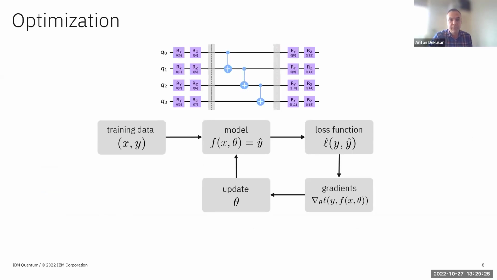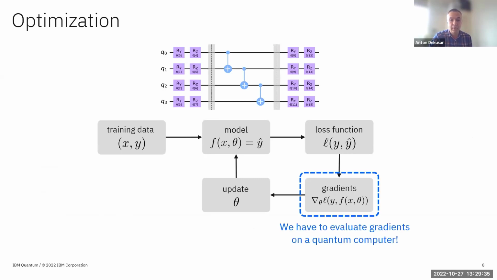We have this loop, but the problem is that if we want to apply optimization techniques, we have to compute gradients of our cost function. And since the model is quantum, we have to evaluate our gradients on a quantum computer. It is still possible. There are different techniques, but in general, it can be done. If you're interested, you may Google the parameter shift rule. It's a very interesting technique for estimating gradients of a parameterized quantum circuit. Quite simple and quite powerful.